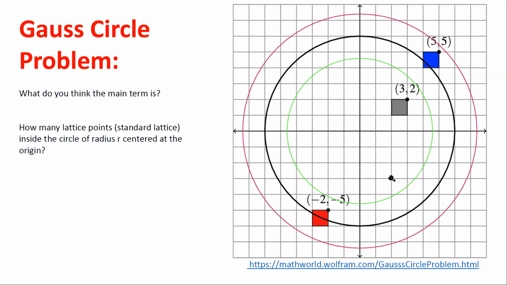So the area of this green square is going to be pi (r minus root 2) squared. And that will be less than the number of lattice points we have. And similarly, if we look at the magenta, pink, whatever we're calling that, that's going to overcount.